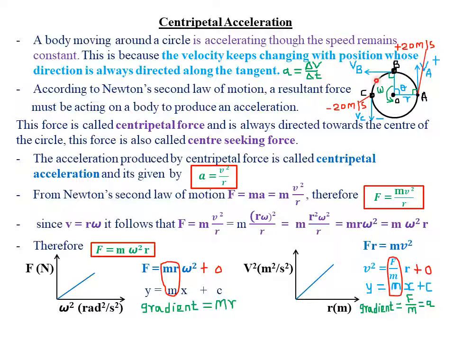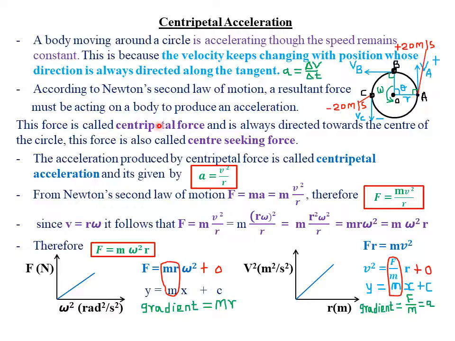A good example is when a body is rotating in a circular path along a fixed point O. So of course this is the radius of the path. According to Newton's second law of motion, a resultant force must be acting on the body to produce an acceleration. This resultant force that produces an acceleration on a body moving around a circular path is what we call the centripetal force. Remember, centripetal force is simply a force that tries to constrain a body to move in a circular path.